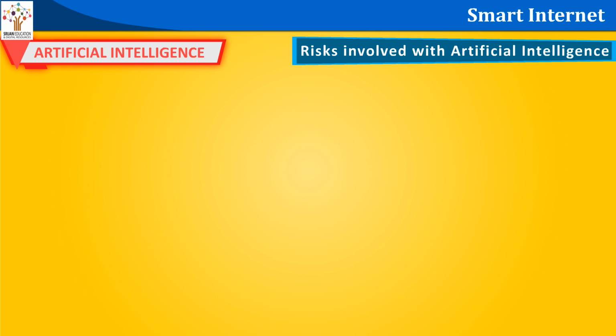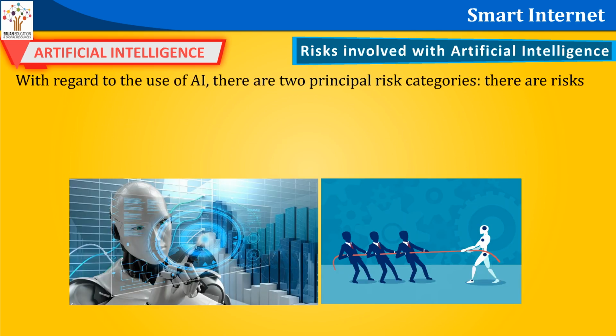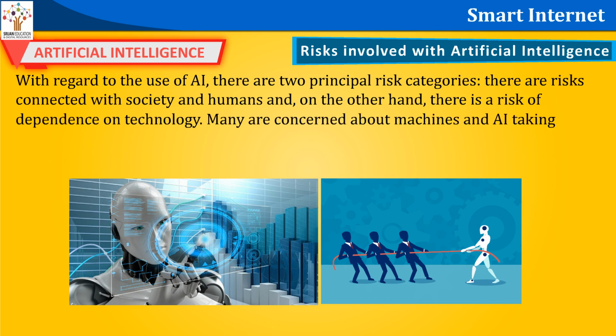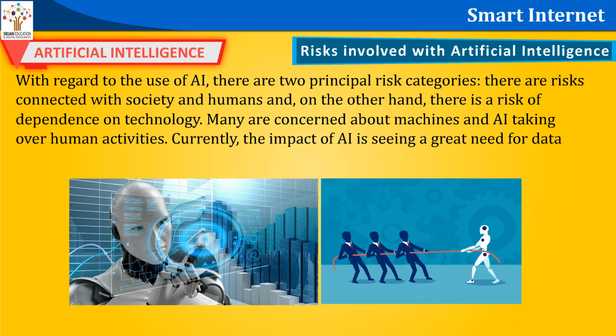Risks involved with artificial intelligence. With regard to the use of AI, there are two principal risk categories. There are risks connected with society and humans, and on the other hand, there is a risk of dependence on technology. Many are concerned about machines and AI taking over human activities.